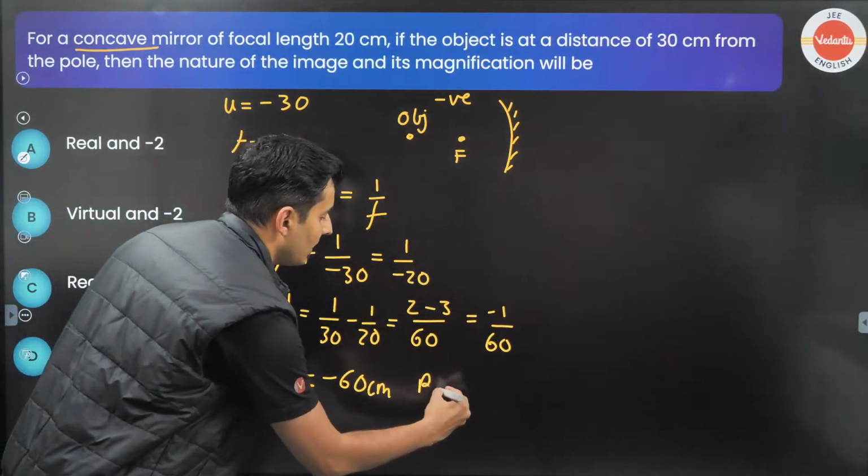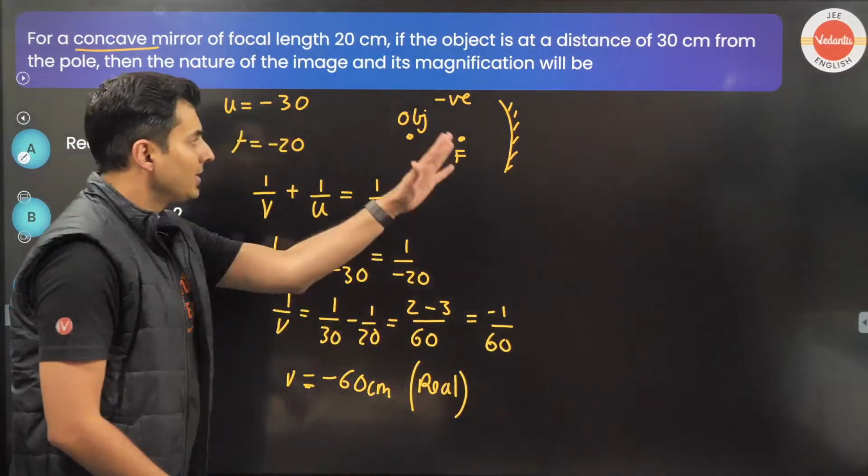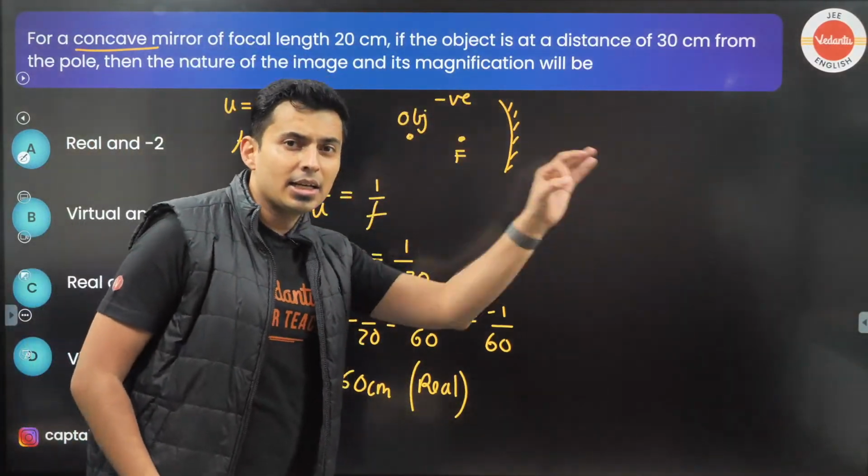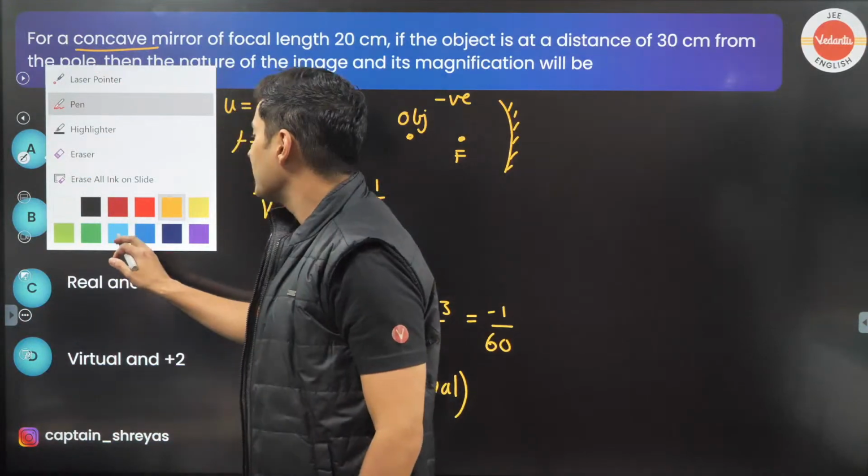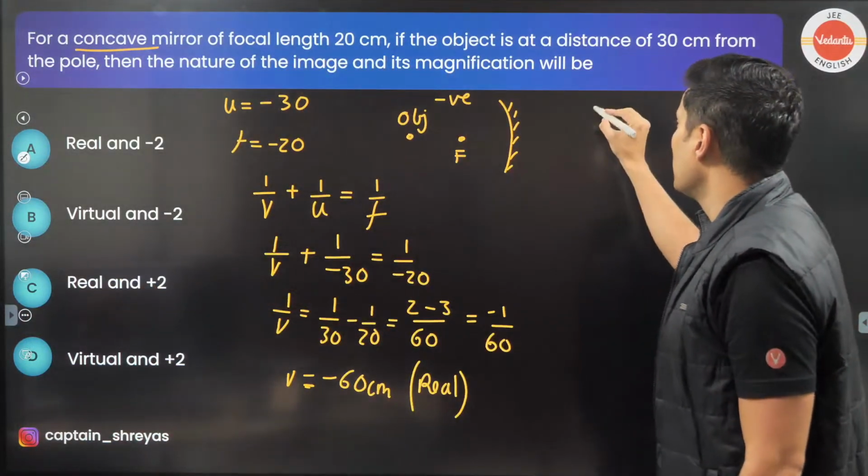So therefore the image is going to be real. This is the real side. If it forms behind, then it is virtual. Now the last thing that you need to do is, I think, magnification.